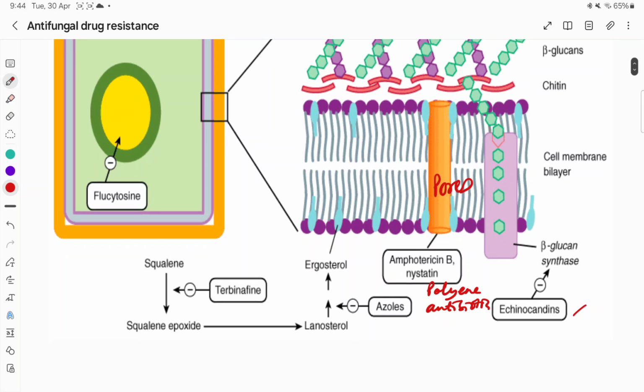And for ergosterol biosynthesis, two groups of drugs, azoles and the allylamines like terbinafine, can inhibit. Terbinafine inhibits the conversion of squalene to squalene epoxide. Then azoles inhibit lanosterol to ergosterol biosynthesis.